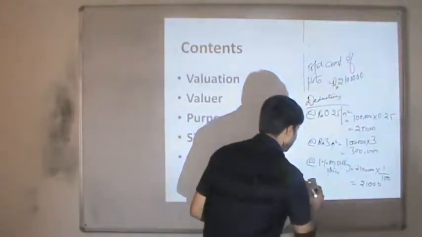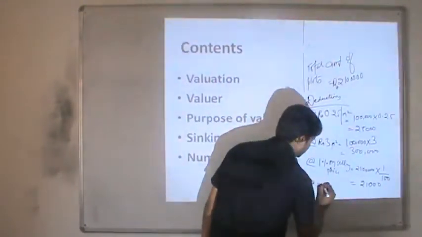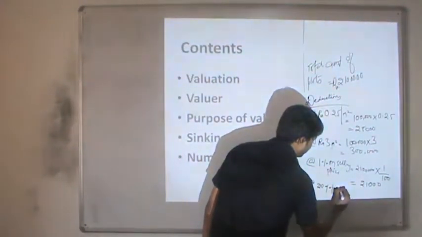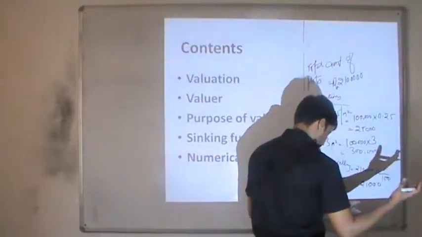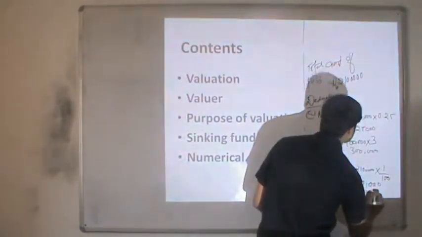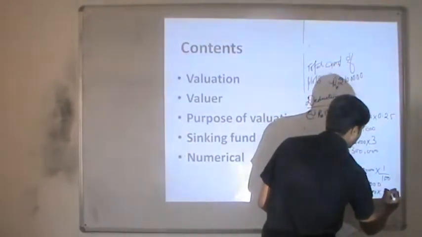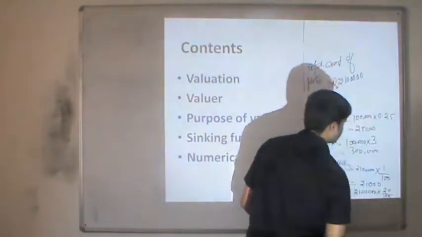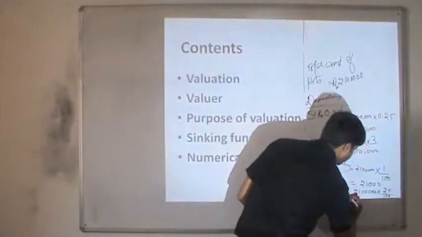And the last is 20% profit. So 20% profit on this selling price, we will get 21 lakh into 20%. So that amounts to 42,000.